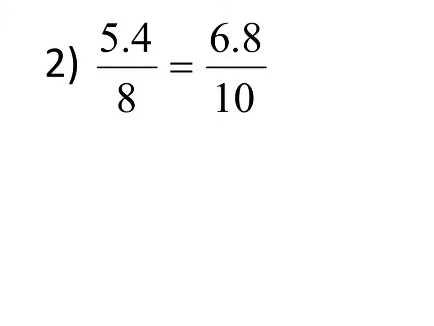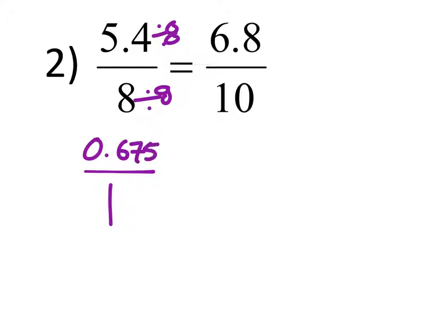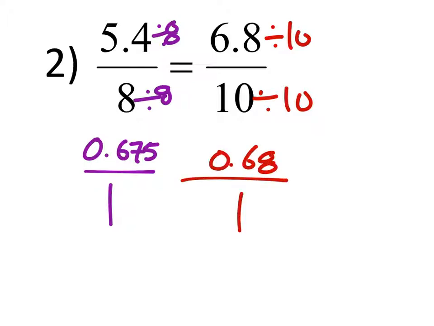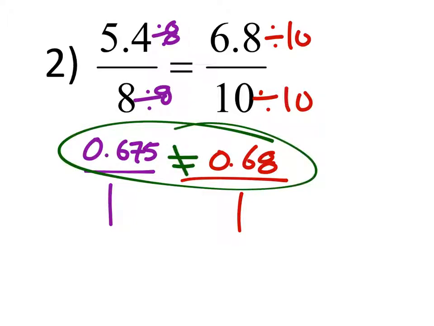Yep, so this one would be false, right? Again, if I divide both these by 8, then it's not really a rate here because we're not comparing 2 quantities. But we can still compare these. So what is that? 5.4 divided by 8. Yeah, thank you. 0.675. Over here, we'll divide by 10. That one's a little bit easier. So 0.68 to 1. Yeah, so our numerators are not the same. So is it a proportion? No. Is this proportion true? No.